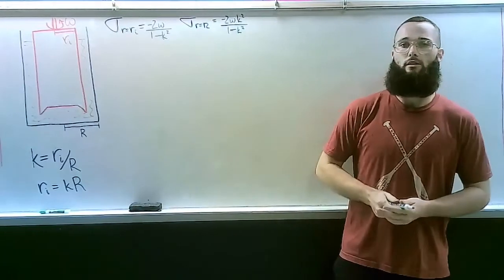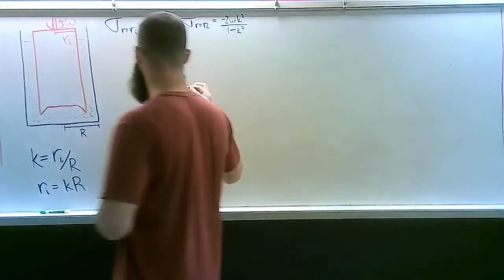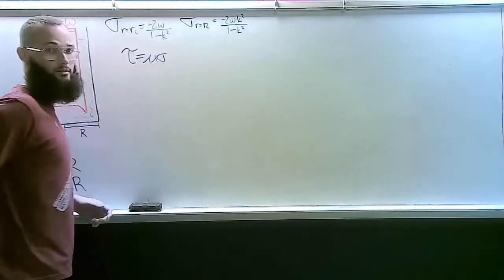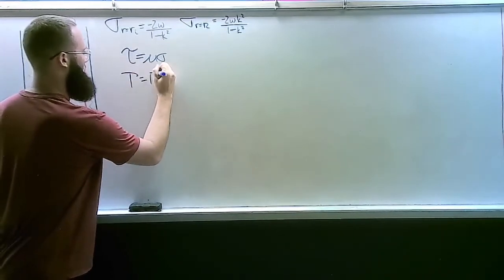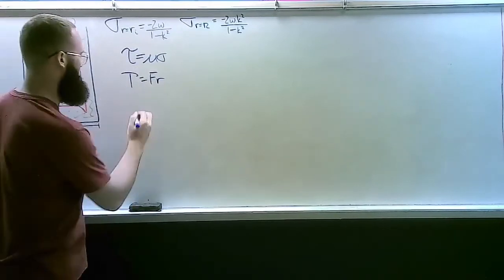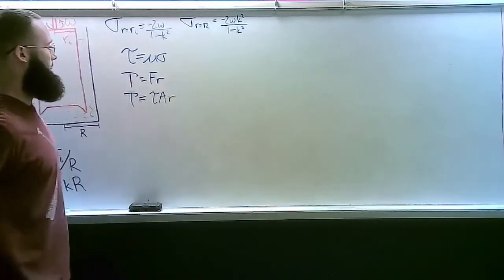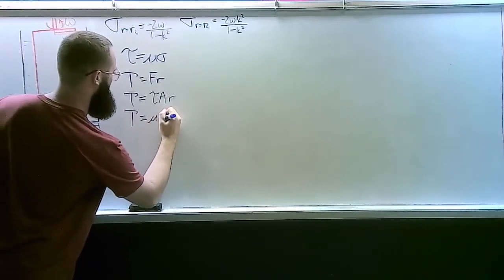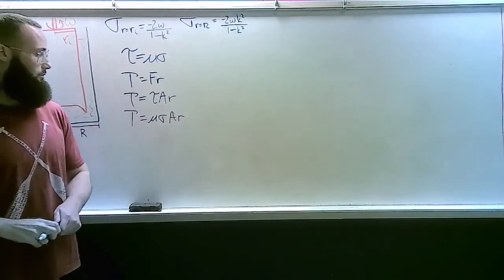So now that we have the shear stress at the inner and outer radius, the next step is to relate that to the torque at the inner and outer radius. So first, we need to define the shear stress. The shear stress is going to be equal to the viscosity of the fluid times the shear rate. And we know the torque is equal to the force times the radius. And this shear rate can be used in the force and multiplied by area. And then a little bit of substitution will give us the torque is equal to mu, the viscosity, times the area times the radius.